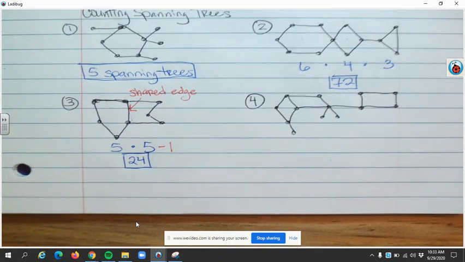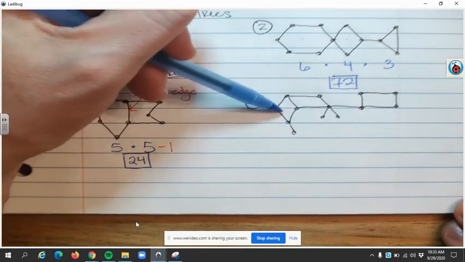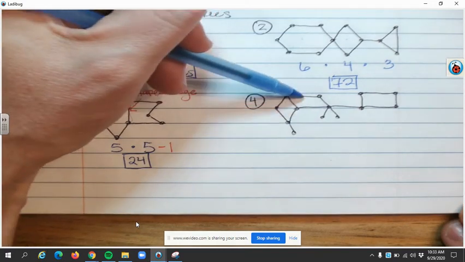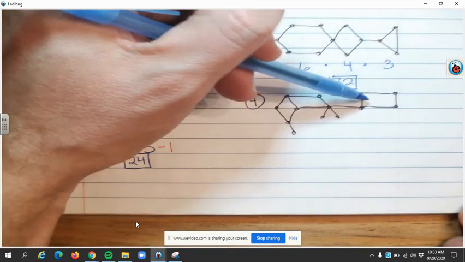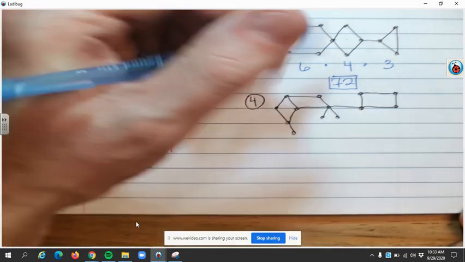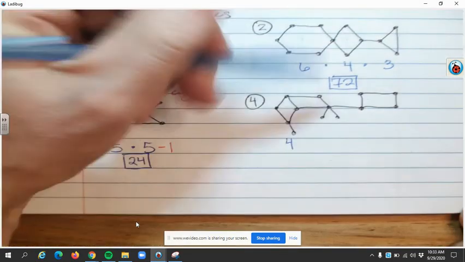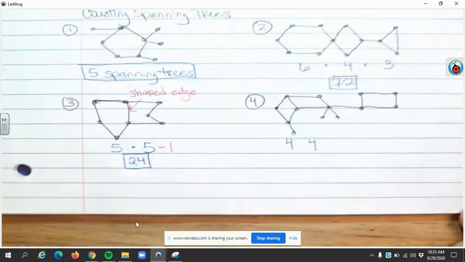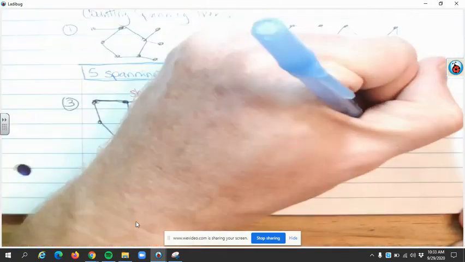Number 4, last one. Let's count the number of circuits. I've got a circuit here, this diamond shape. I've got a circuit here, this little parallelogram. I've got a circuit here, this rectangle. So I've got 3 different circuits. Let's count the length of each one. This circuit has a length of 4. This circuit has a length of 4. This circuit has a length of 4.